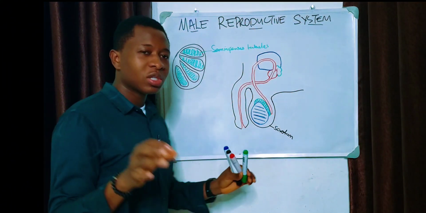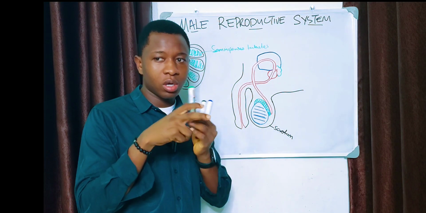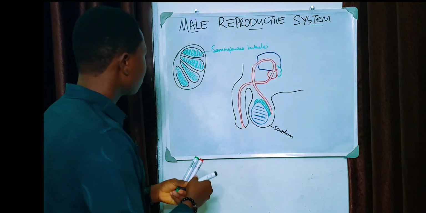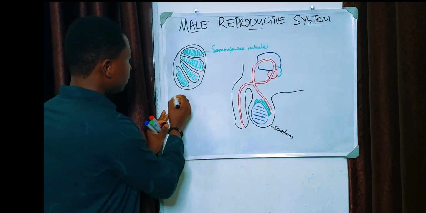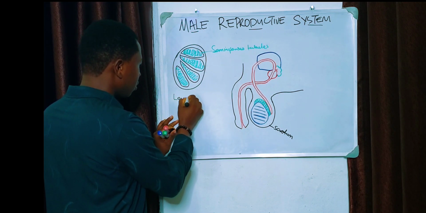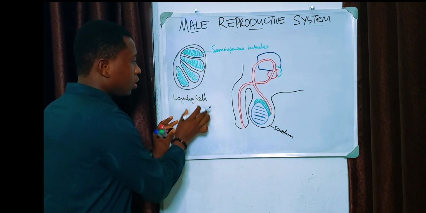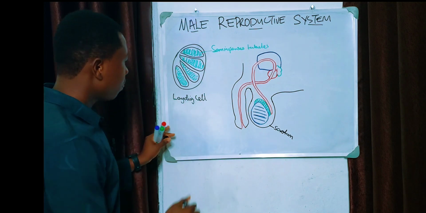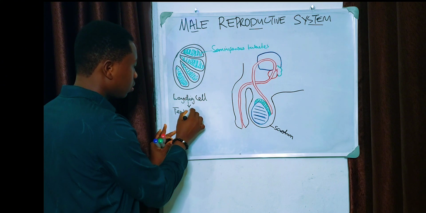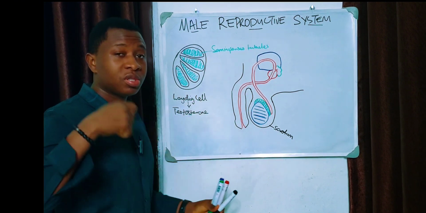These tubules contain two basic types of cells that work in synergy to make the production of sperm possible. The first type of cell is the Leydig cells. What's the function of the Leydig cells? The Leydig cells play a role in the production of testosterone, which is a male hormone. So Leydig cells produce testosterone.